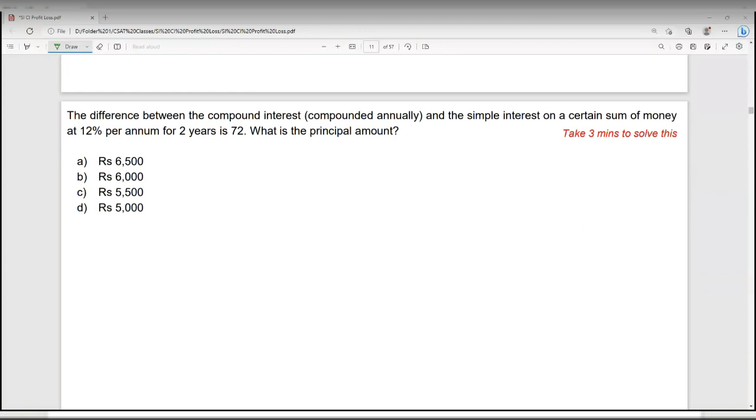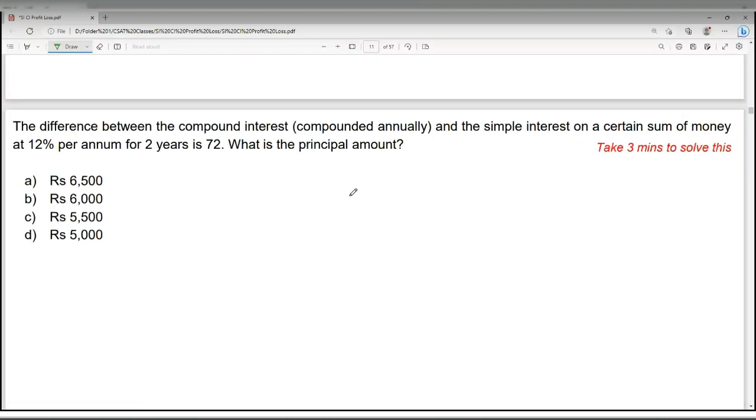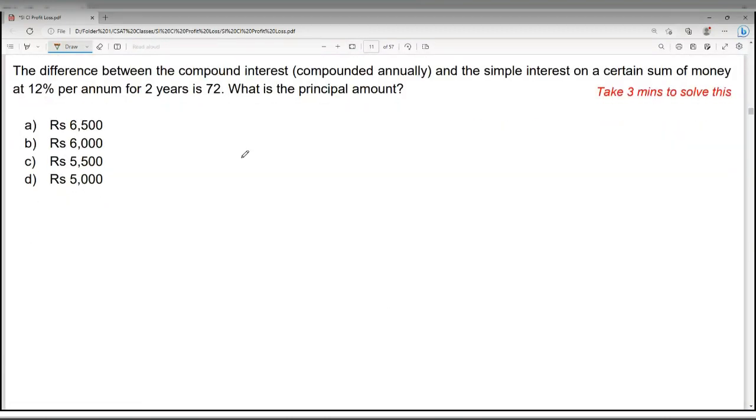So please take 3 minutes to solve this question. It's saying that the difference between the compound interest compounded annually and the simple interest on a certain sum of money at 12% per annum for 2 years is 72. What is the principal amount?